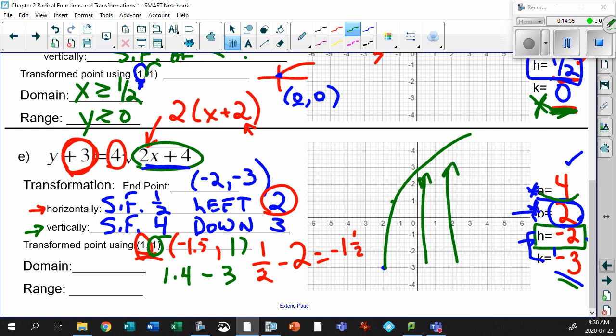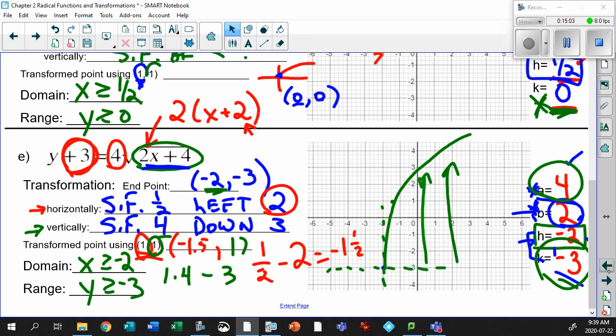Well, yeah, no kidding, because, right? Domain. Here we go. Domain starts on your endpoint. Everything starts here at -2. So X has to be greater than or equal to -2. Range starts way over here at this bottom number that you determine here. So your range now is y's got to be greater than or equal to -3. And that's how you do these things. Wow, some really cool stuff.